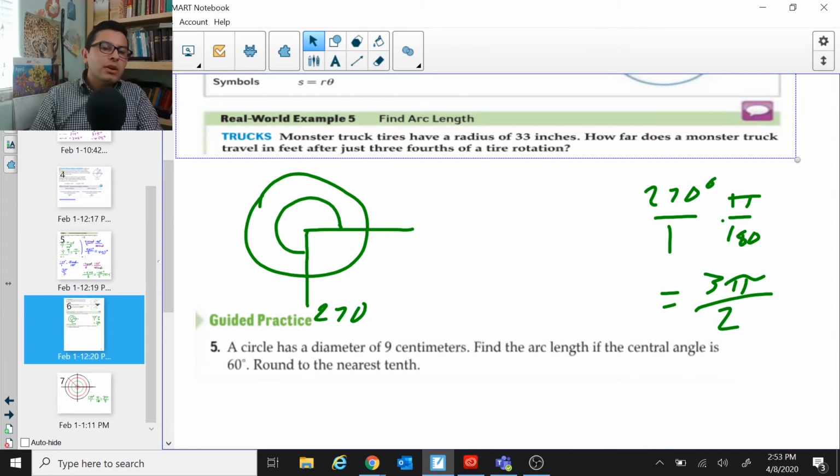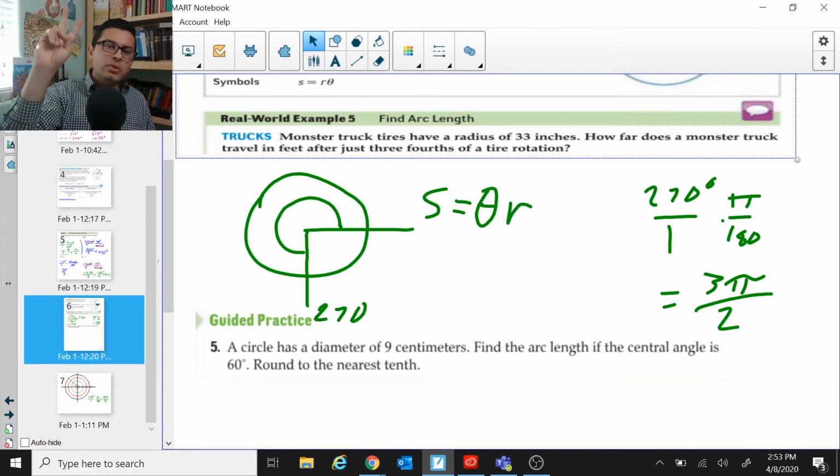So what would be the arc length? Well, if we remember our formula, all it is is the central angle times the radius. And we know what our radius is. But I'm going to write this down. S equals theta r. Now, there's a couple things. I know that S doesn't sound like arc length, but we usually use S in these cases. Just deal with it. It will be fine. Just remember that it means the arc length.